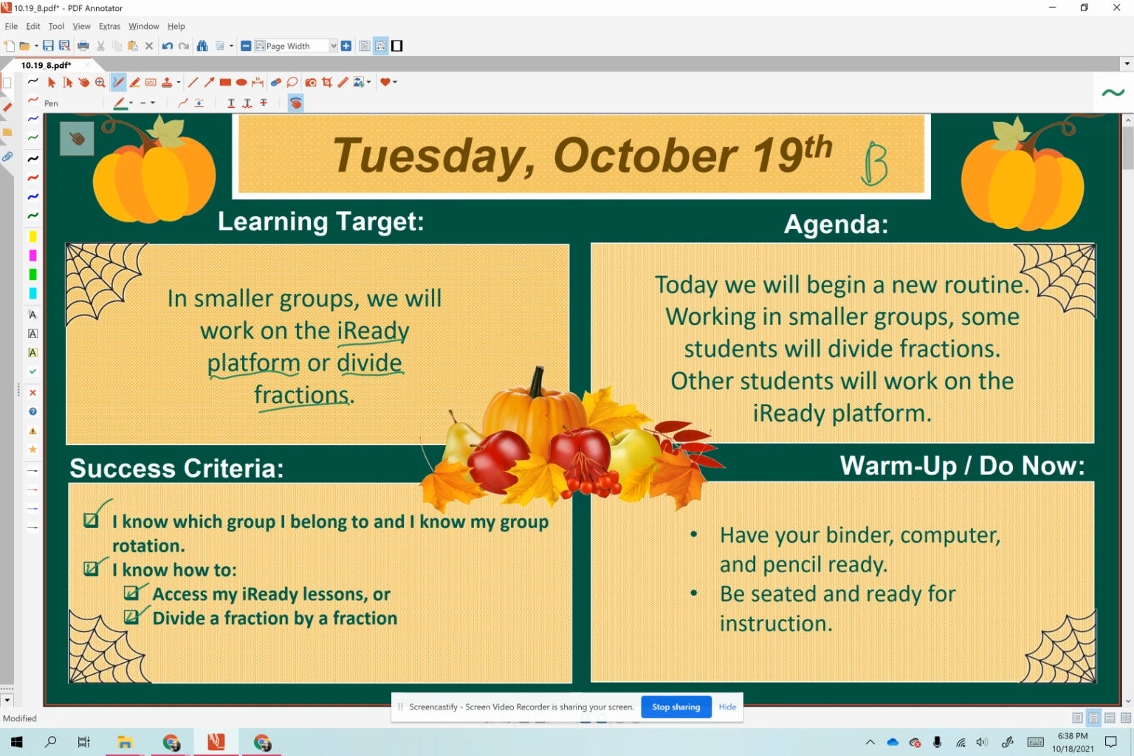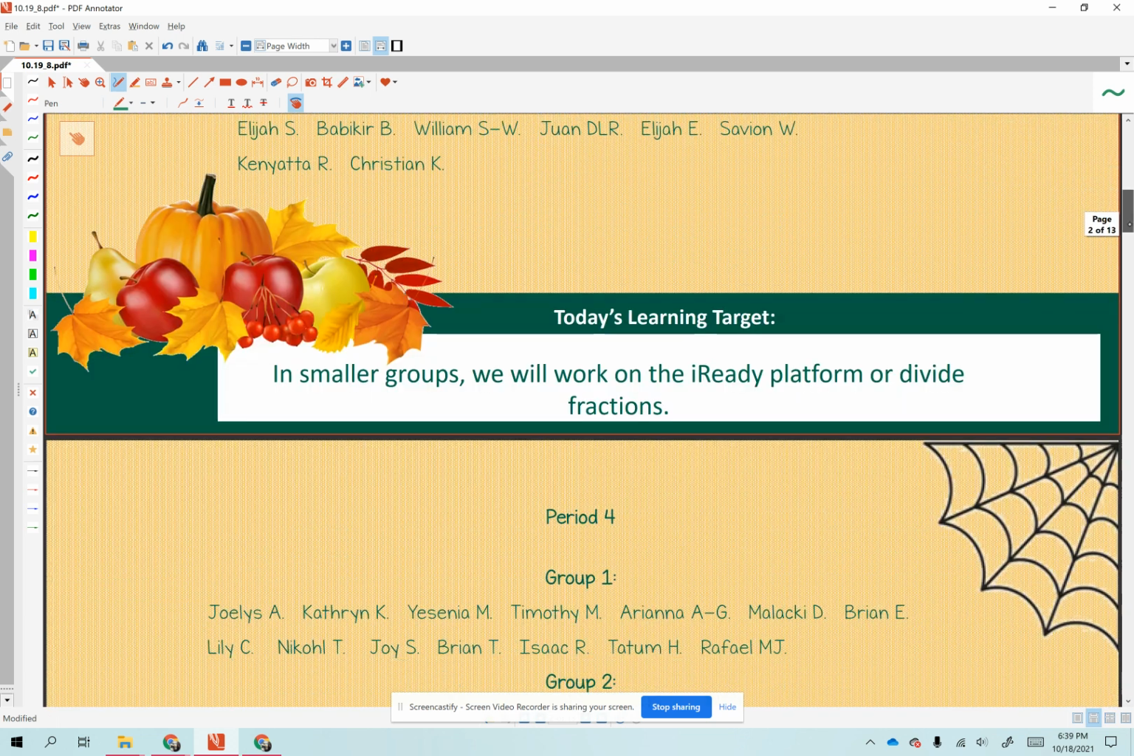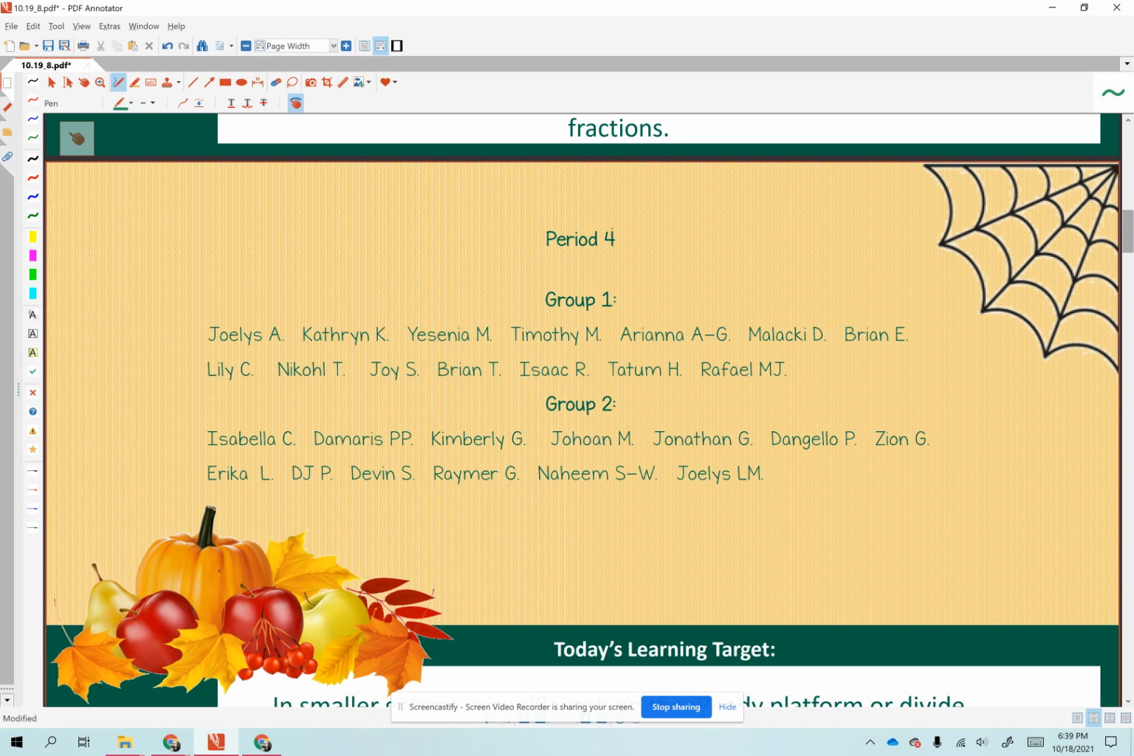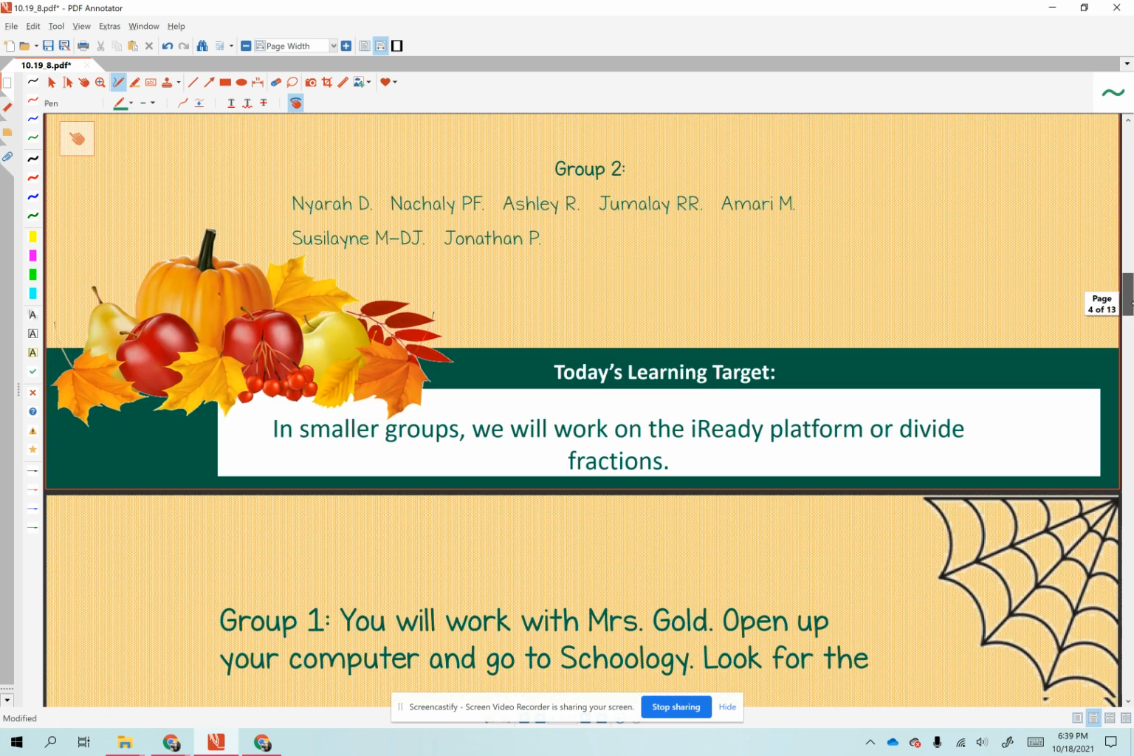If you are working on dividing a fraction by a fraction, then first of all, here is group one and group two for period 3. Here is group 1 and group 2 for period 4, and group 1 and group 2 for period 6.